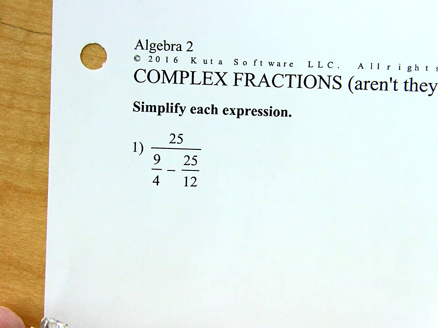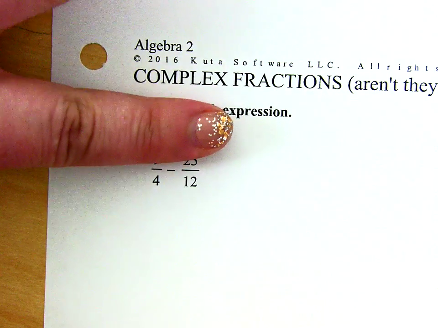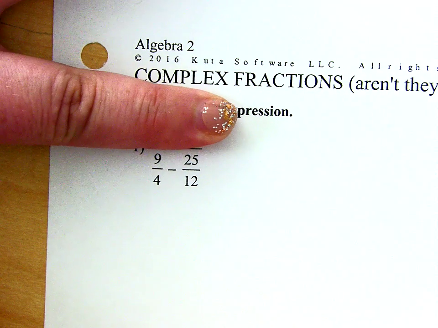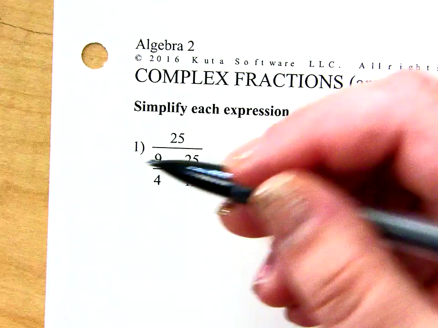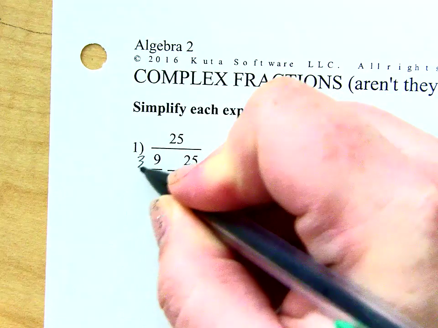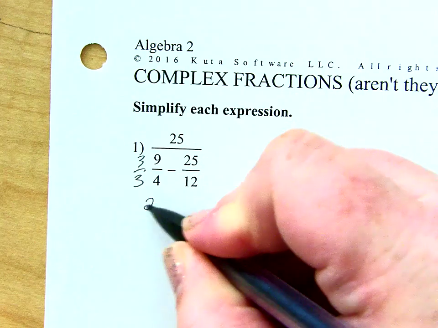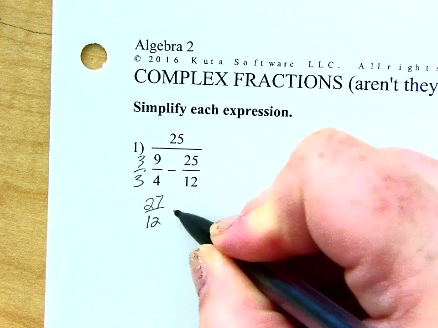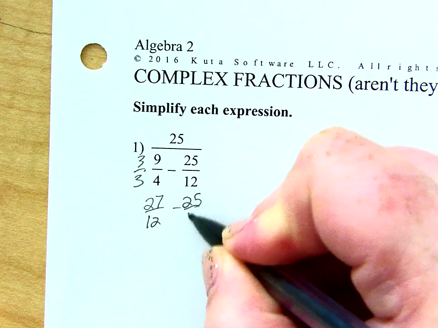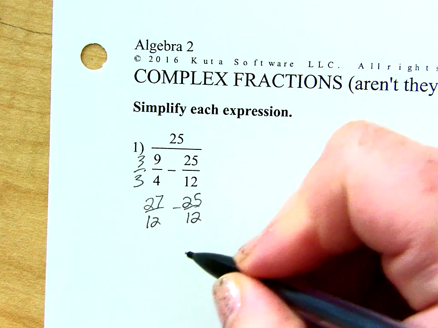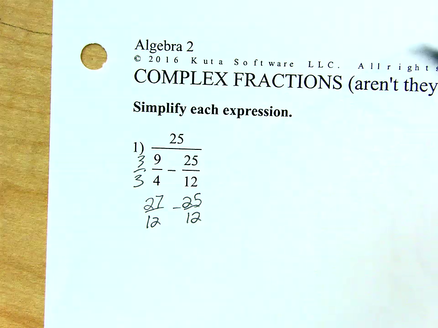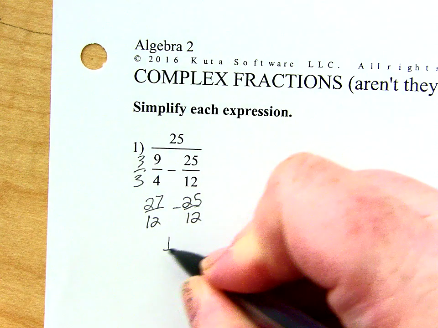Okay? Ready? So I'm actually going to ignore the numerator altogether just for a minute. And I just want to do 9/4 minus 25/12. So of course to subtract fractions I need a common denominator. So I'll multiply the first thing by 3/3. So I'm really doing 27/12 minus 25/12. So I get 2/12, which is the same thing as 1/6.